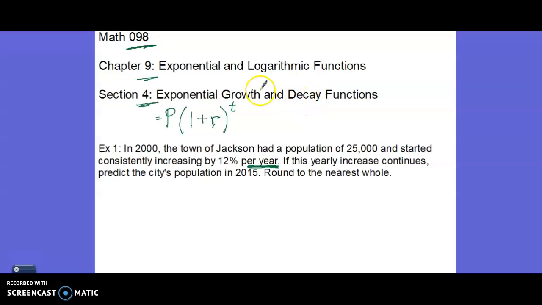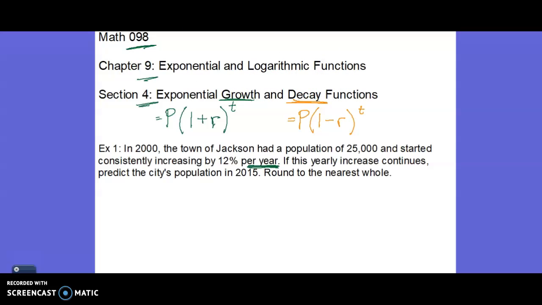Whereas decay function, so that was for growth, I'll do decay in orange, it's really the same thing. And well, if you're decaying though, it's 1 minus r, in the same argument for everything else. So it's really the same formula between the two of them. You just have to look for keywords like increasing or decreasing, growth or decay, going up, going down.